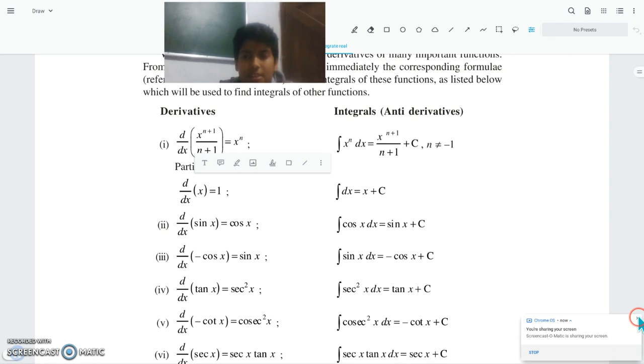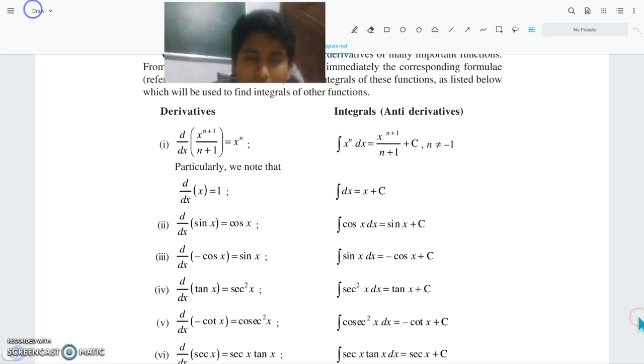Dear friends, today our topic is integration. This is part 4 of integration. We have already done 3 lectures, and today we will do the 4th lecture of integration.